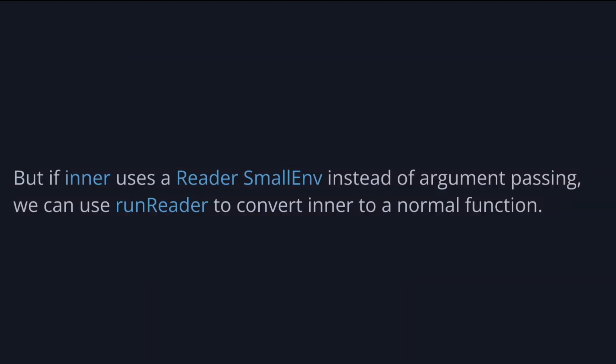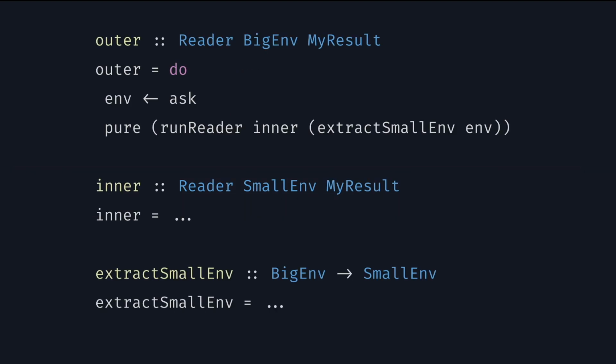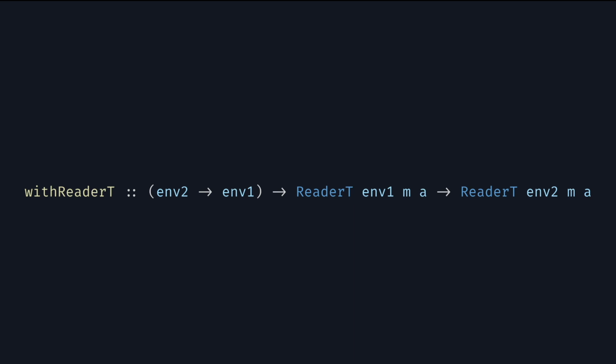But if inner also uses a reader small env instead of argument passing, we can use runReader to convert inner to a normal function and use the same idea as before. We get the environment with ask, then extract the smaller part of the environment, and then runReader with a smaller environment. This pattern is generalized and captured by a function called withReaderT and works even for readerT. It takes a function that modifies the environment and converts the readerT with one environment to readerT with another environment.